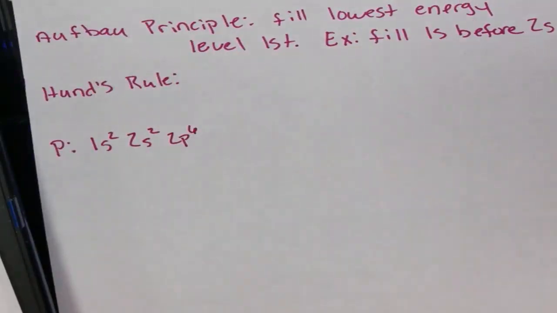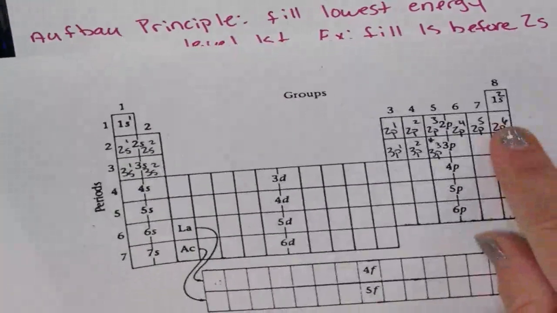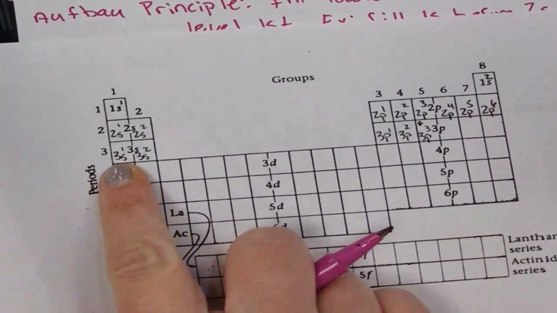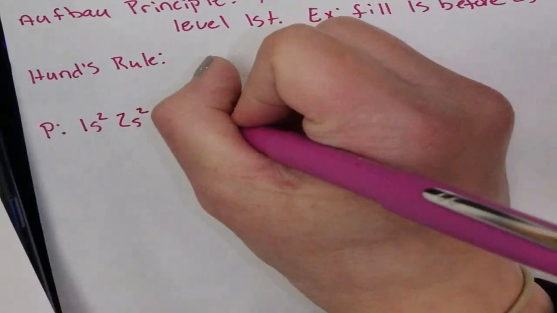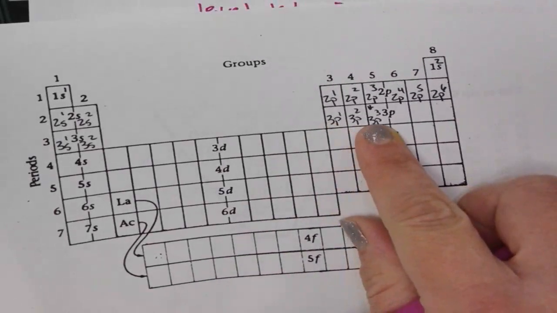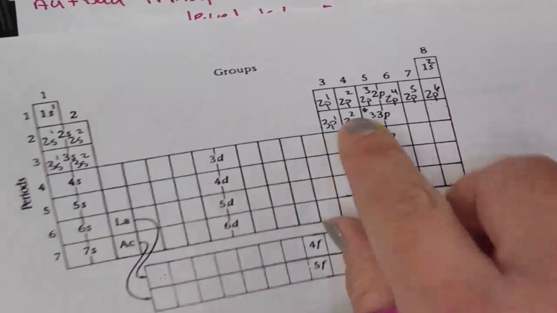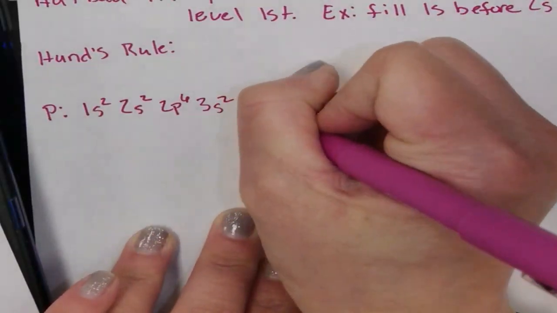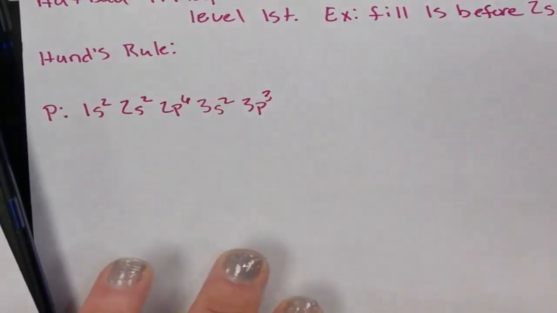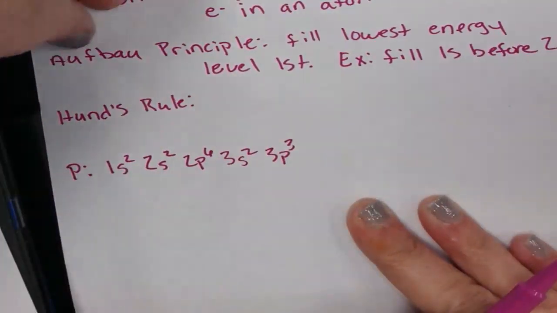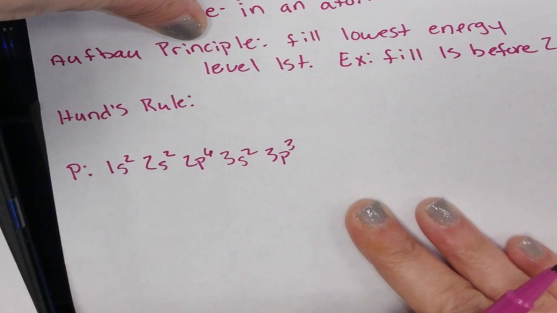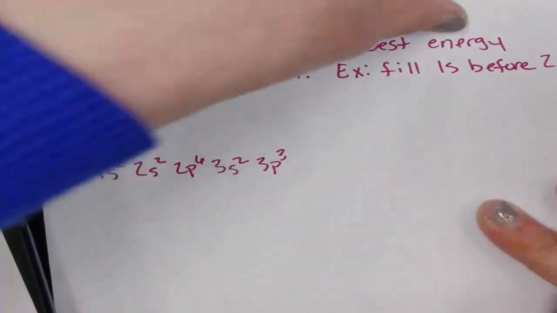Now I finished with that energy level, and so I'm going to move to the next energy level, 3s2. And then I'm going to move to the 3p3. So notice when I write my electron configuration, I am following my Aufbau principle. I'm filling the lowest energy level first.